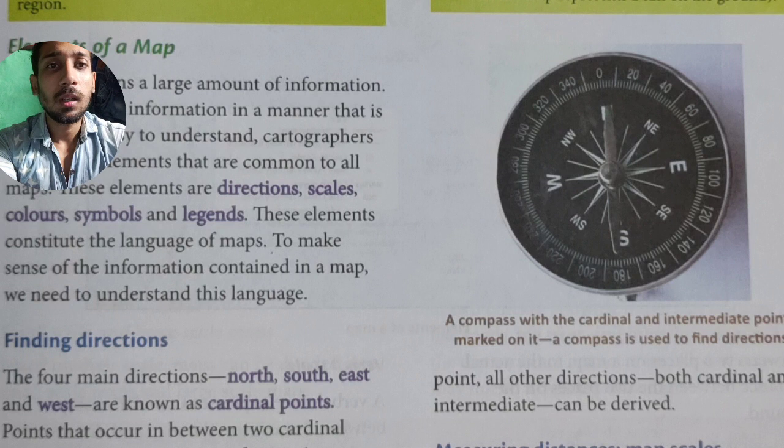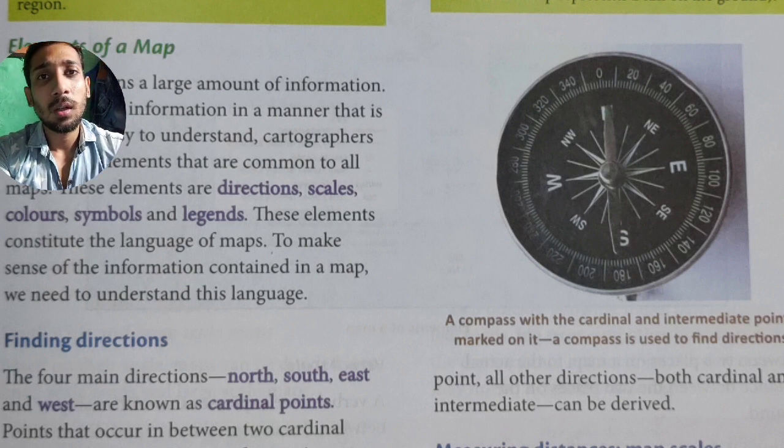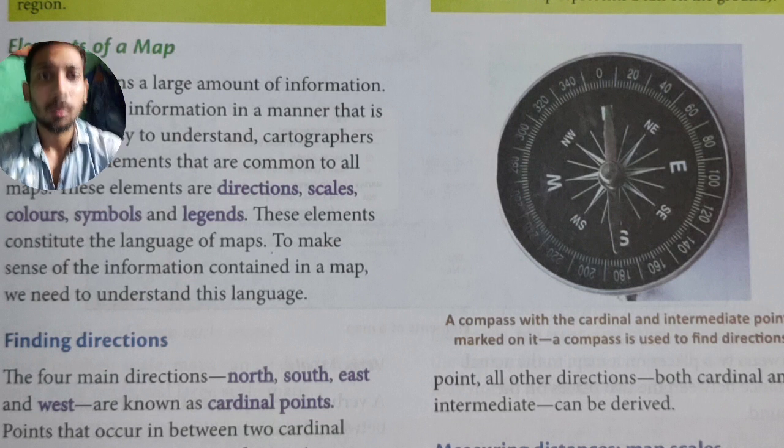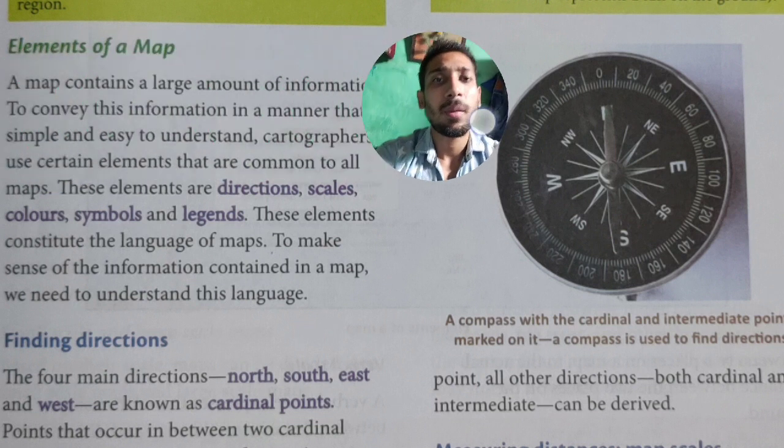Hello everyone. In our previous class, we learned about the importance of globes and maps and how we can use them to read a particular place or location. After that, we are going to learn about the elements of a map. So what are the elements of a map?